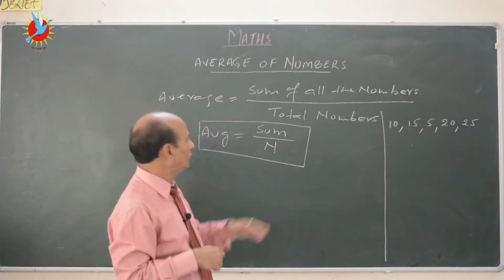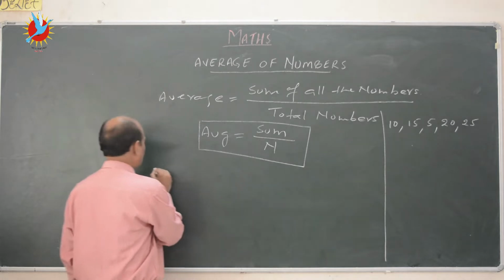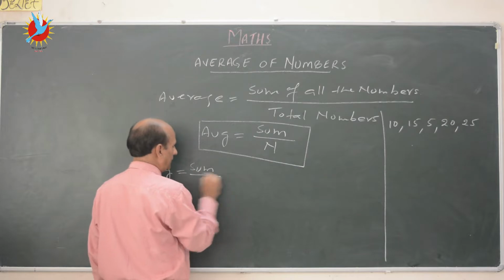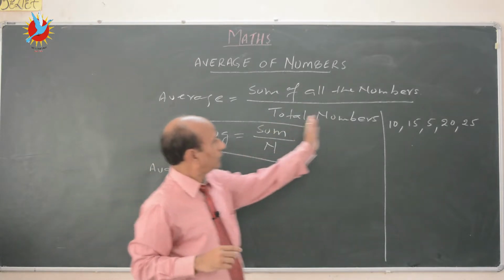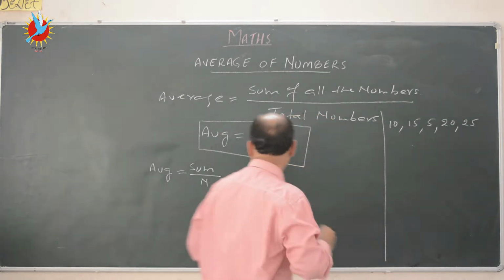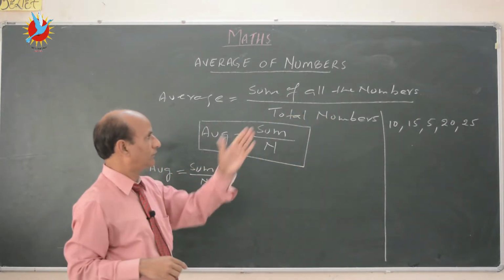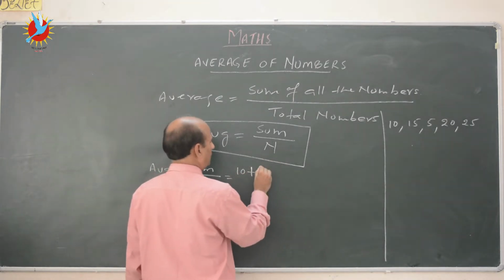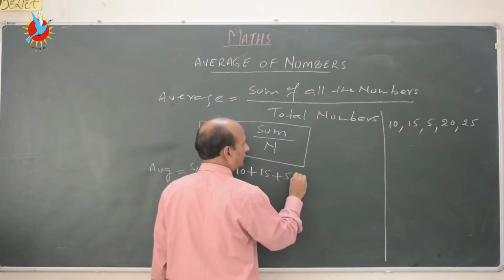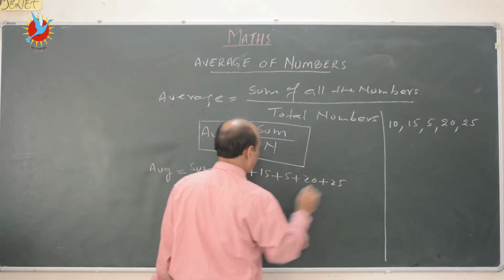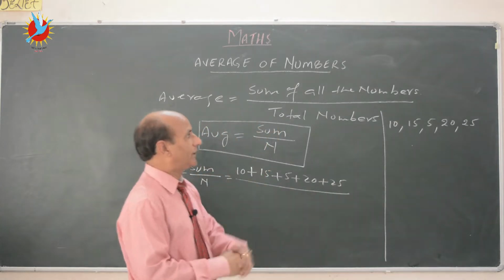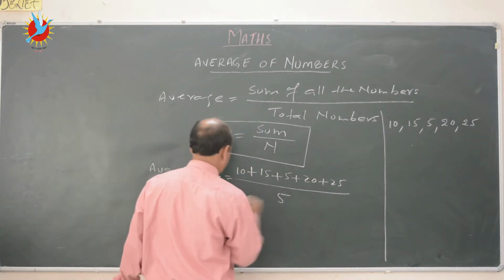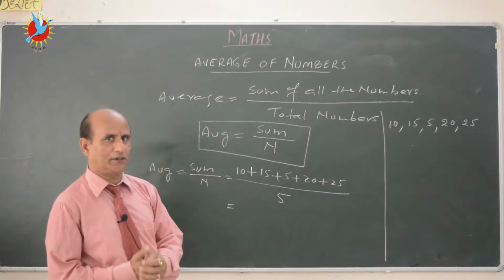First of all, what do you have to do? Sum of the numbers. So write the formula. Average is equal to sum divided by n. n is total numbers. Count the numbers and then write the figure. Now sum of the numbers. Write all the numbers: 10 plus 15 plus 5 plus 20 plus 25. Now count the numbers: 1, 2, 3, 4, 5. So it is 5.